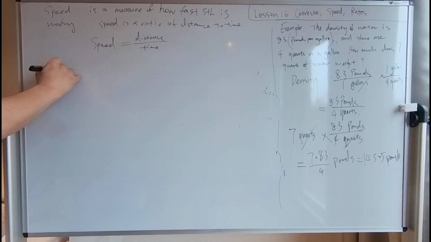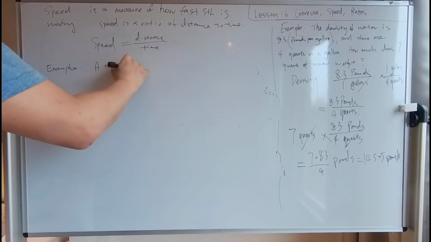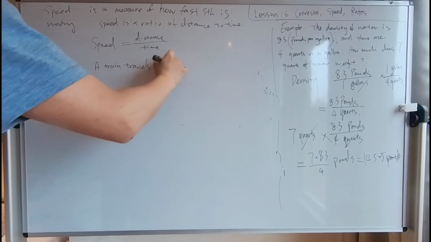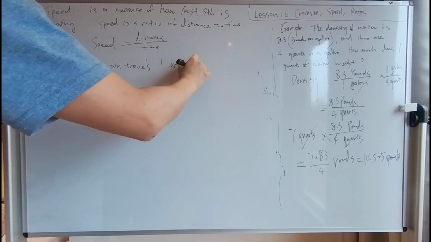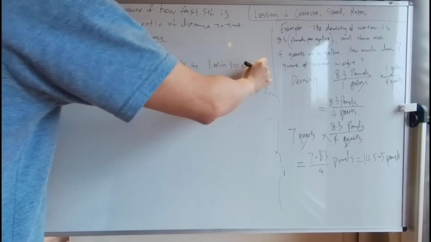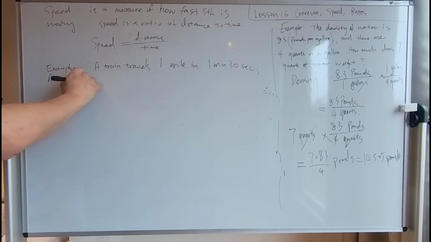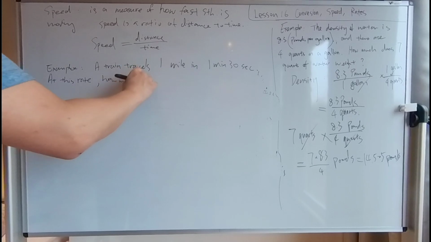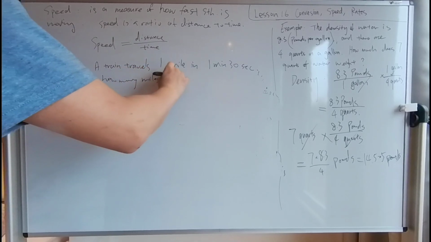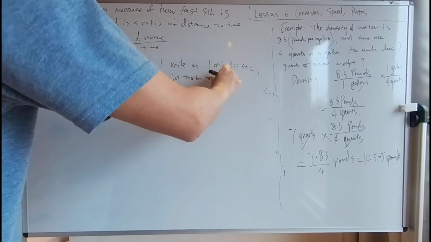For example, the train travels 1 mile in 1 minute and 30 seconds. At this rate, or at this same speed, how many miles will the train travel in 1 hour?